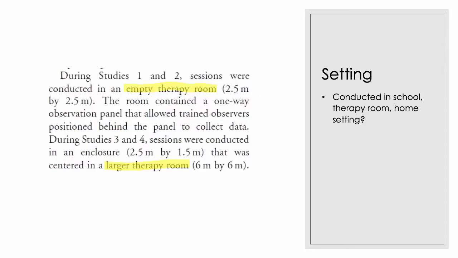Next, we will look at the setting. We care about the setting to see how similar or dissimilar it is to our own setting. Conducting a functional analysis and implementing treatment recommendations can look very different in a school versus a clinic, for example, so it's important to know where the researchers conducted their study. Was it in a school, a therapy room or a clinic, or a home setting? In this article, we can see that it was conducted in a therapy room.